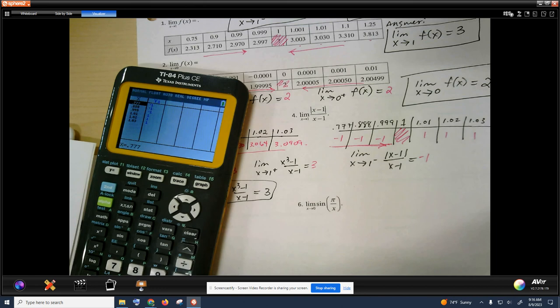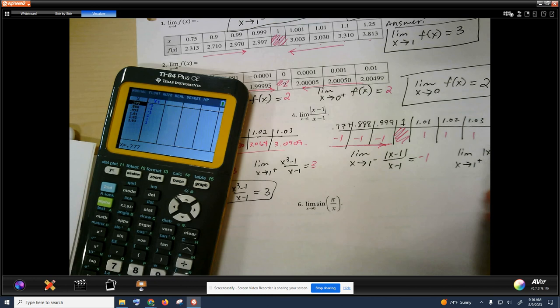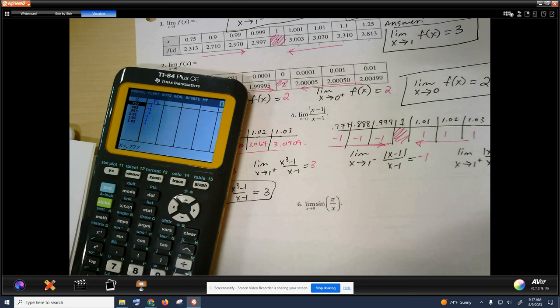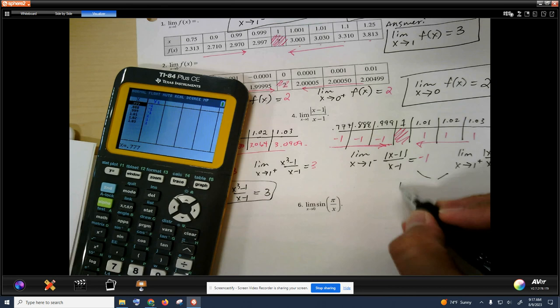Okay, then you're going to check from the right. So, Miles, from the right, the y value is going where? 1. So, now you have to make your conclusion. Does the limit exist?